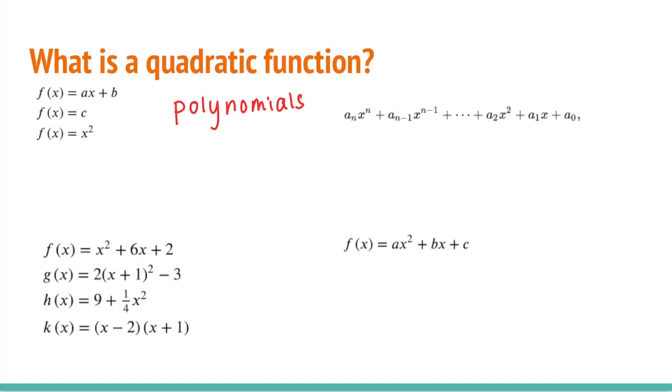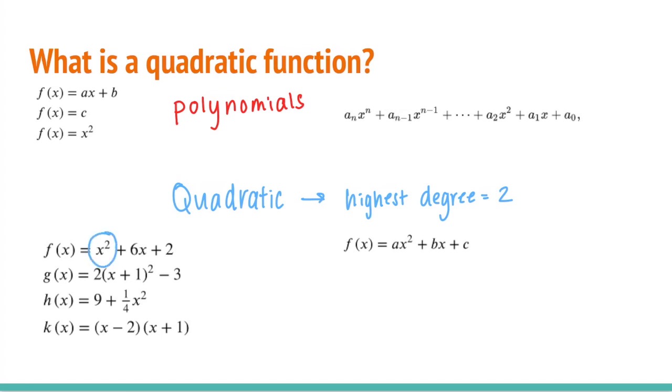So after that, we can talk about quadratics and how they relate to polynomials. A quadratic specifically, let's write that out, a quadratic is a polynomial with its highest degree, its highest power, being 2. So that means our biggest term is going to be an x squared. So it's easy to see in this f of x, I have x squared.